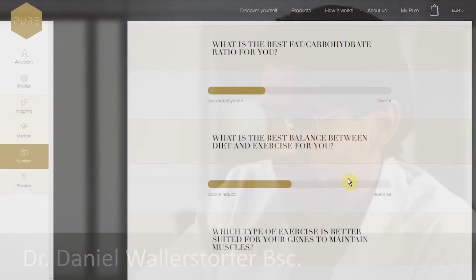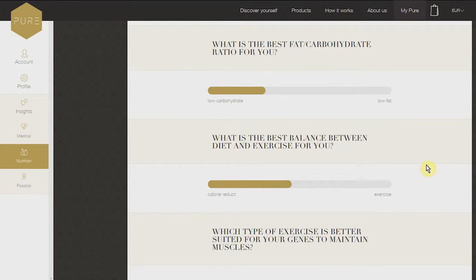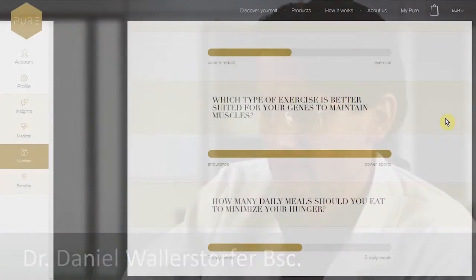So here, this person is in the middle, so both of them are practically equally effective, but you might be here, meaning that you need more calorie reduction and a light exercise program, or if you're up here, you get a more intense exercise program and a lower calorie reduction. And this way we find out what works best and how to use this information to get the highest efficiency for you to lose weight.